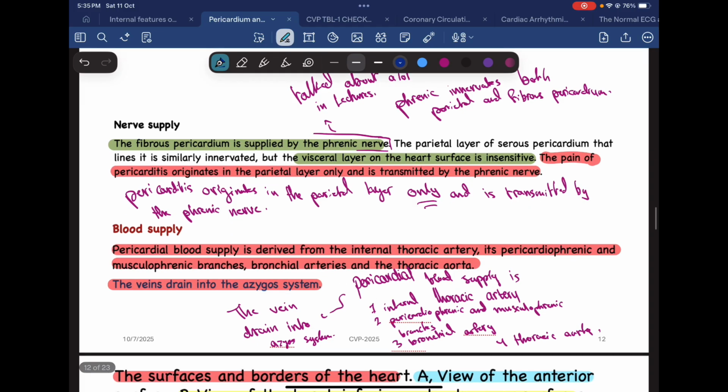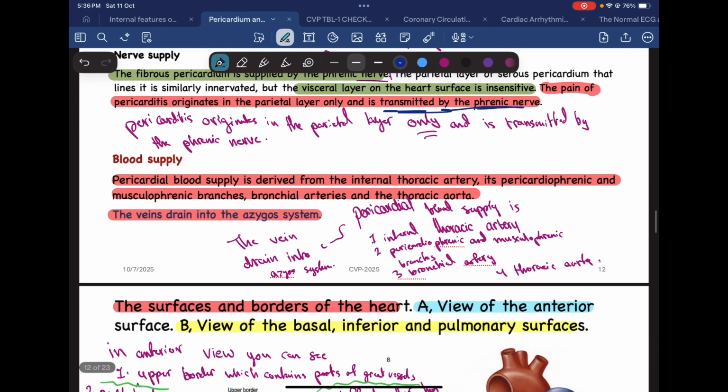Now, pericarditis originates only in one layer. It's basically an infection of the pericardium. It originates in the parietal layer only, and the phrenic nerve is the one that's responsible for transmitting the pain or the signal from there.